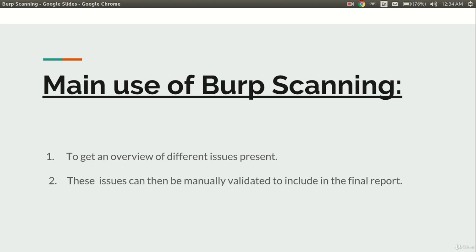The main use of the Burp scanner is that you can get an overview of the different issues present. These issues can then be manually validated, and after that you can include them in the final report. You know that Burp Suite is used for manual and automated testing, and you get different kinds of issues, and you will now see how you can get an overview through the scanner.